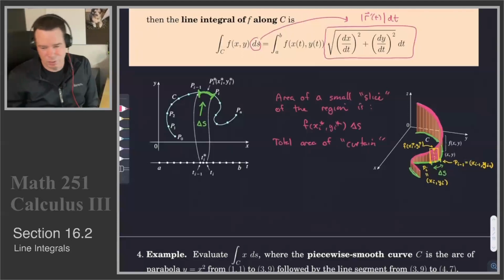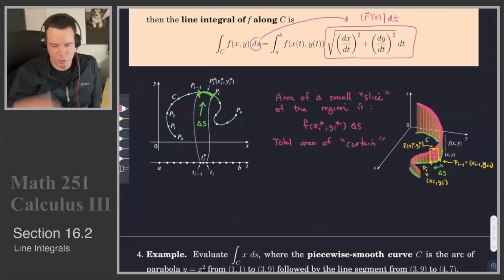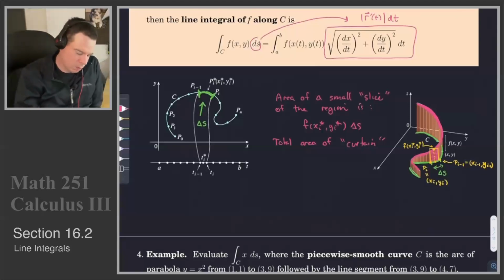So think of a curtain: we've got fabric hanging from this bent rod, maybe this red rod, and it flows down until it sits above this green curve down below. We're just trying to find the area of the fabric between these 2 rods. The total area of this curtain is given by the sum over all of these area pieces, the areas of these slices.